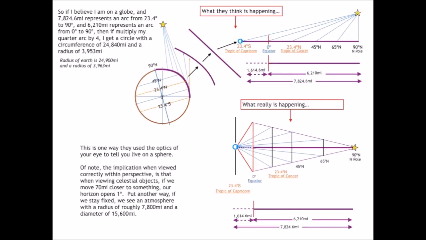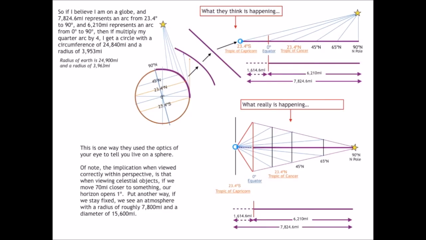So if I believe I'm on a globe and 7,824.6 miles represents an arc length from 23.4 degrees to 90 degrees, and 6,210 represents an arc from 0 to 90, then if I multiply my quarter arc of 0 to 90 by 4, I get a circle with a circumference of 24,840 miles and a radius of 3,953 miles. Keep in mind the accepted circumference of Earth is 24,900 miles and a radius of 3,963 miles. So again, what they think is happening is up here on the right. What is really happening is that they are not taking into consideration that additional 23.4 degrees that is dropped from the vertical field of view to our eye line.